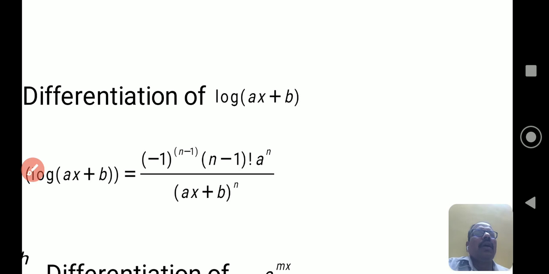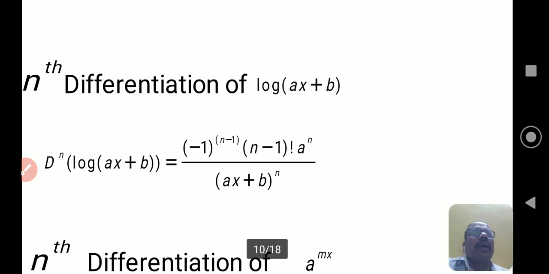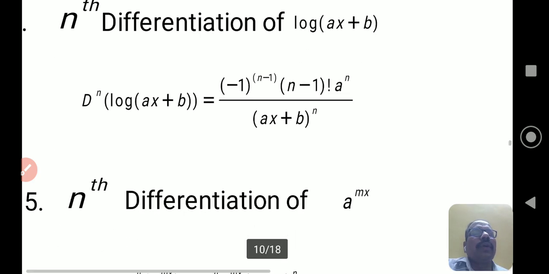Once again, I repeat: differentiation of log of (ax plus b) is 1 over (ax plus b) into a, which we get as the first order. The nth order is minus 1 to the power of n minus 1, (n minus 1) factorial, a to the power of n, over (ax plus b) whole to the power of n.